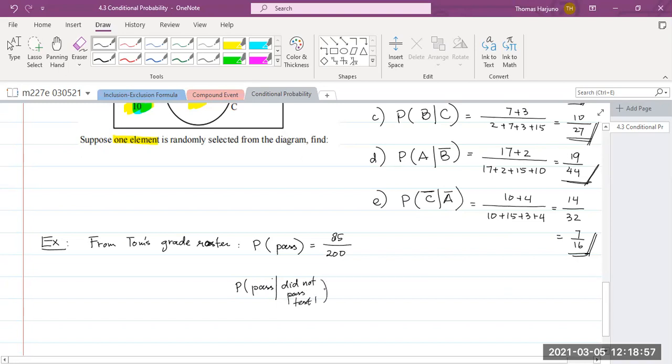So the context is not that we select from the general audience. We will select from those who did not pass test 1. Of those who did not pass test 1, let's say there are 120 of them. I get only 10 who end up passing the class.